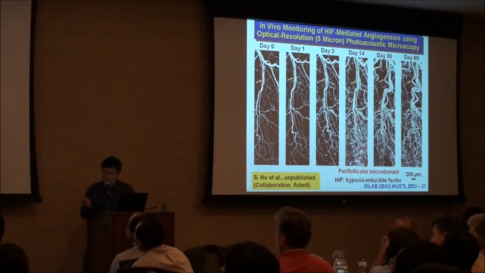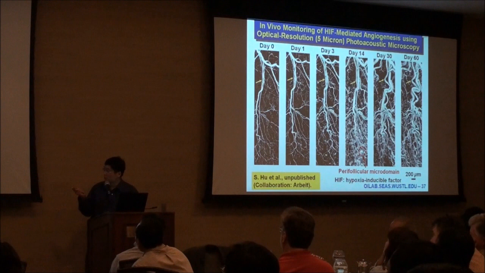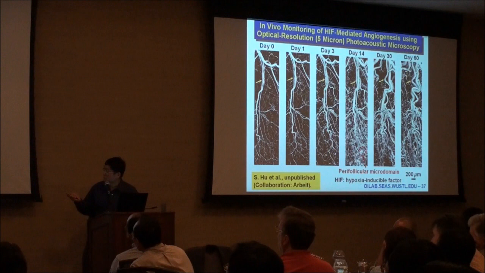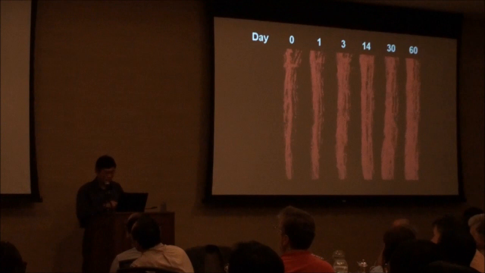Our collaborator, Dr. Arbab, used to sacrifice animals at different time points in order to build a database like this. And he had to deal with intersubject variability. Here we monitor the same animal over a period of 60 days. And you can see increasing vessel density and increasing vessel tortuosity. And this is a 3D rendering of the same data set.